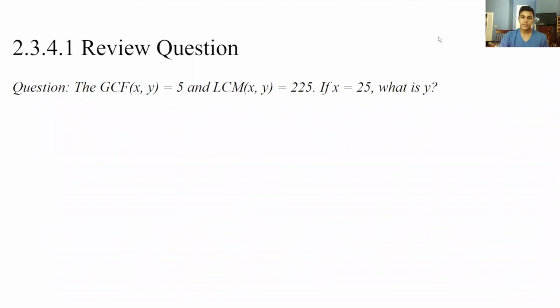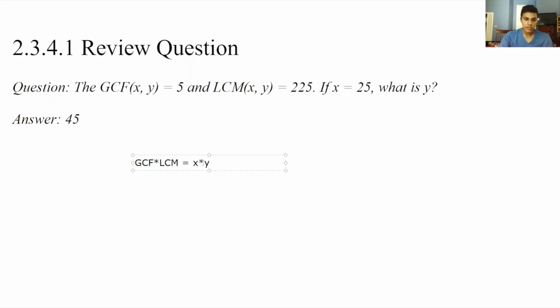So the correct answer to this question was that y equals 45. The way that we would find the answer is just by using the formula we just learned. The formula says that the GCF of two numbers times the LCM of two numbers will be equal to the two numbers multiplied by each other. So GCF times LCM, and I'm actually going to use this symbol for times, and I'll show you why in a second. This just means multiplied by, equals the two numbers multiplied by each other. So our numbers are x and y, x times y.